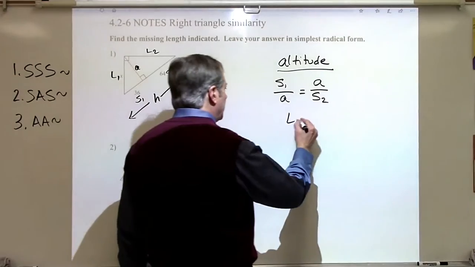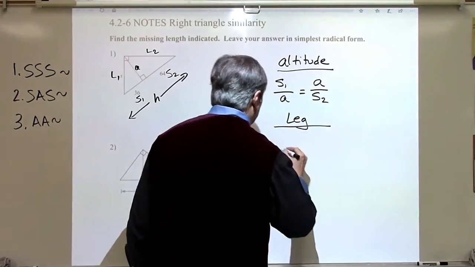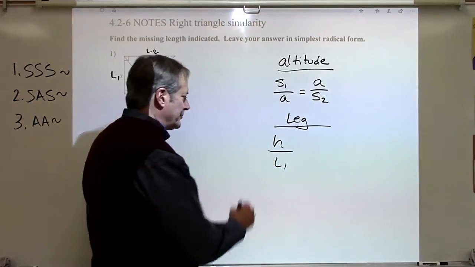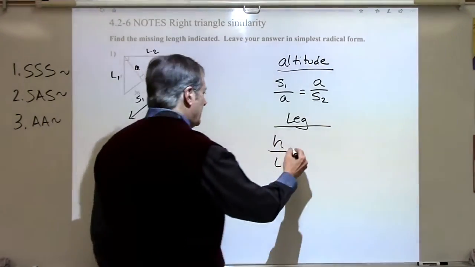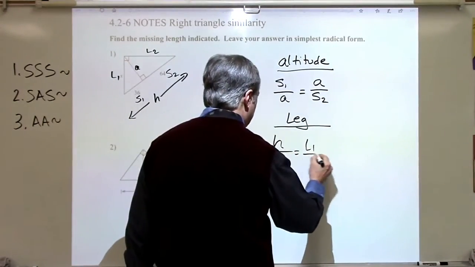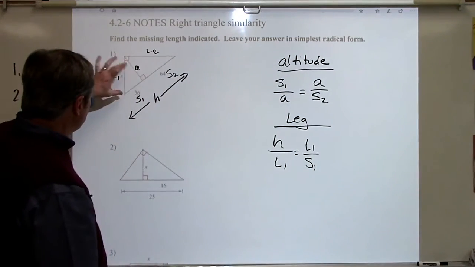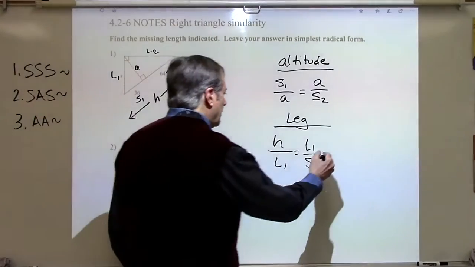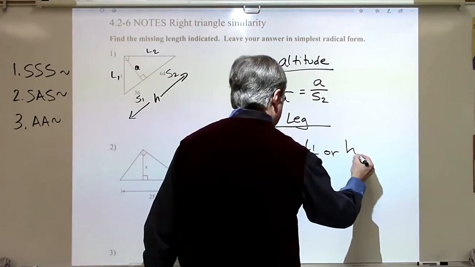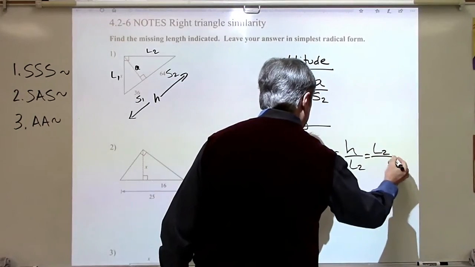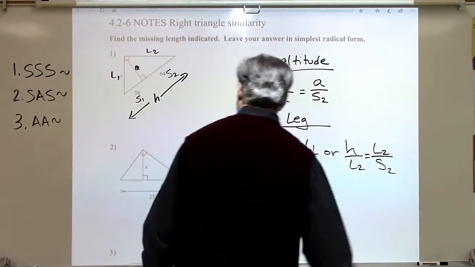Now the leg formula works this way. The hypotenuse compared to the leg, and I'm dealing with leg 1 right here, will be the same proportion as that leg to its segment. That's why you got to keep these segments together. Or if you're looking for the other leg, it's the hypotenuse to leg 2 is the same as leg 2 to segment 2.